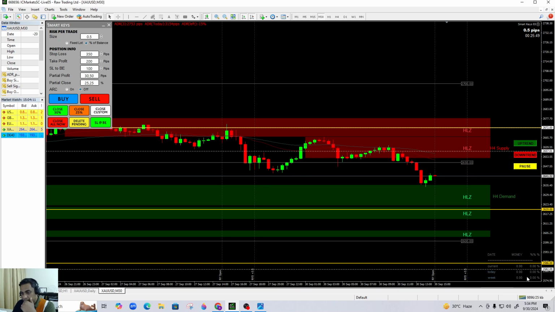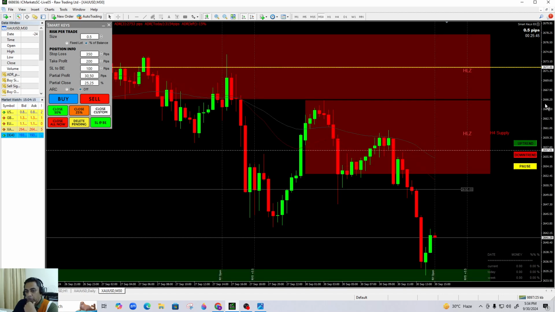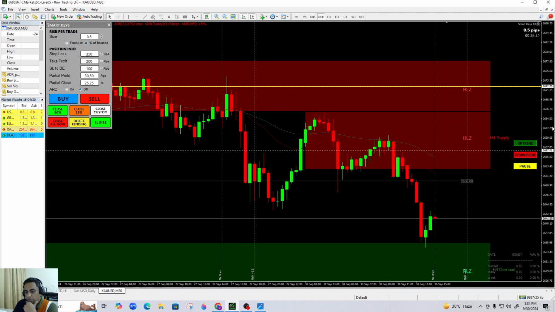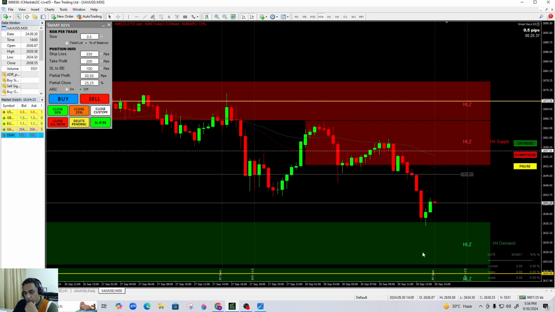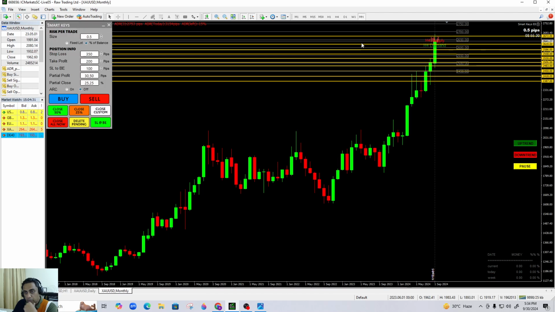Right, so it's about 4 minutes since NY is open. We're going to wait to see how price reacts to this area. If price pulls back further, we're going to relook. We're going to look at this zone in more detail. But before that, just want to quickly look at the monthly time frame.